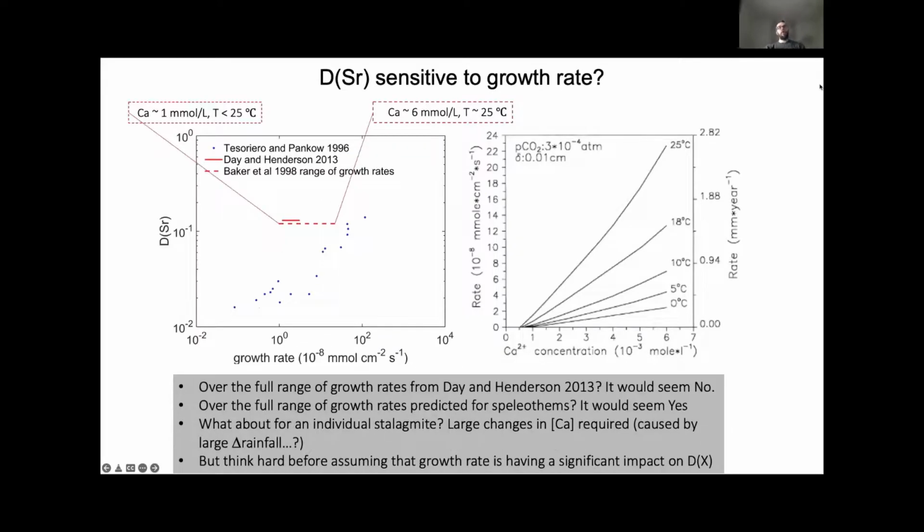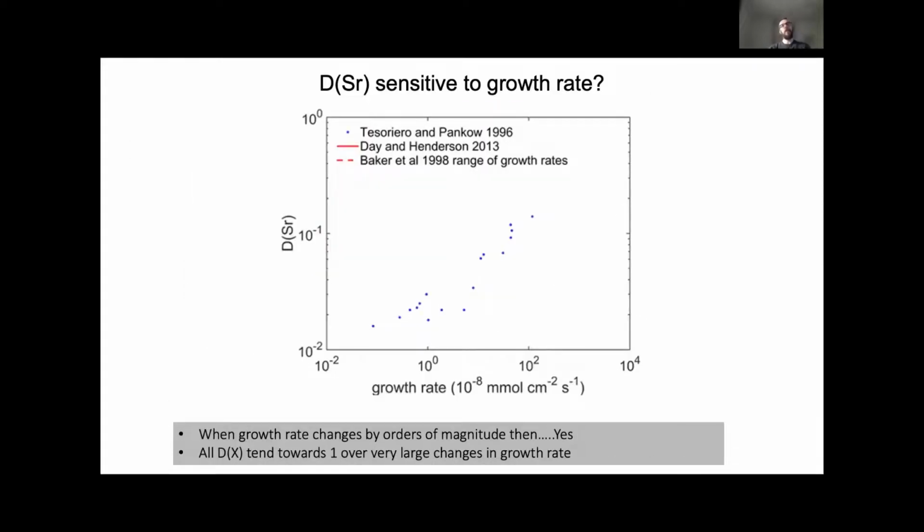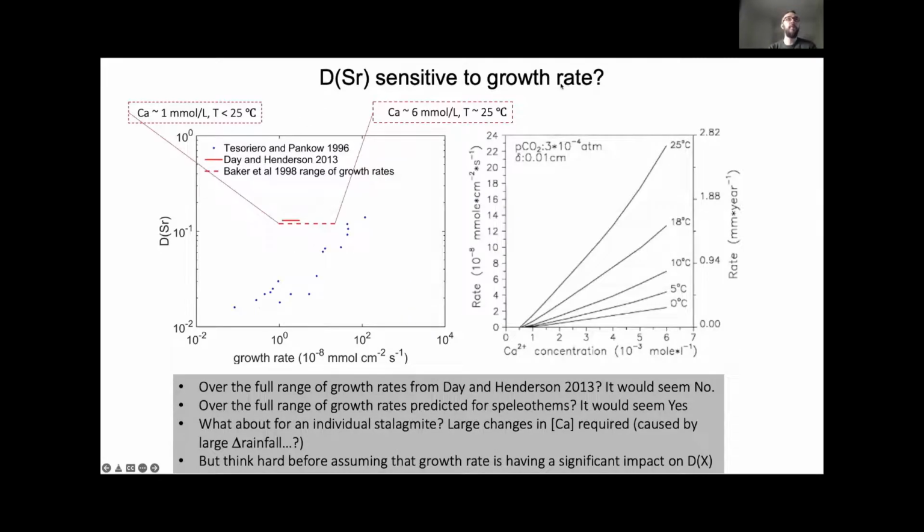But what we're interested in, sorry, I'll just go back to the previous slide. These particular Tesoriero and Panko experiments are beaker experiments where they are mixing calcium chloride with sodium bicarbonate. You can engineer any growth rate that you want in those scenarios just by adding more or less of those solutions. But what we need to understand in the speleothem community is what growth rates apply to our particular studies, to our particular samples.